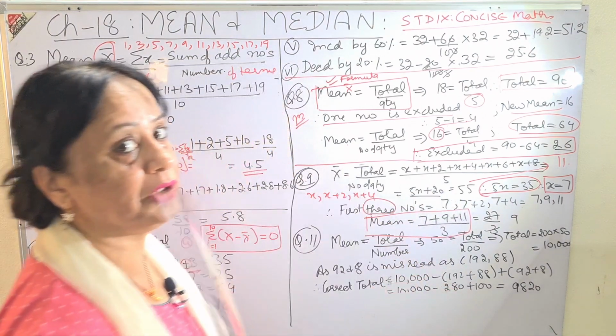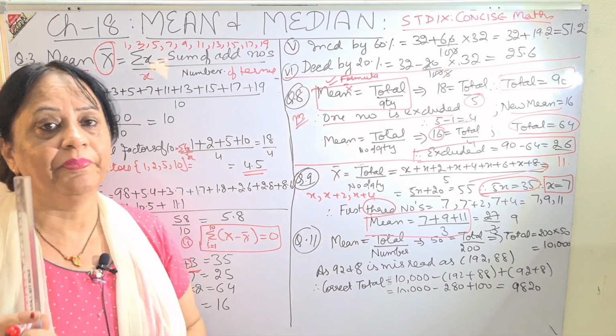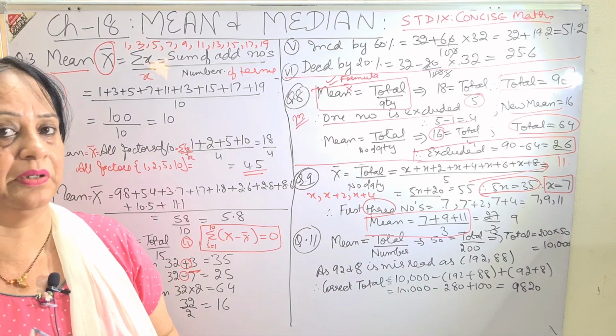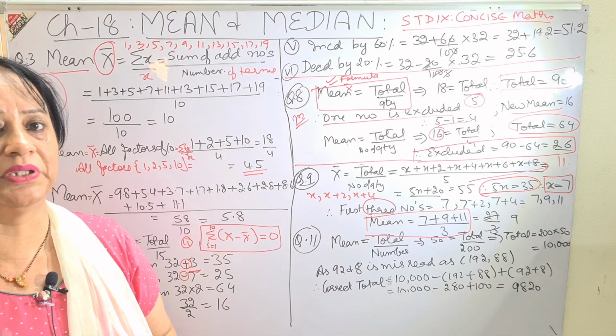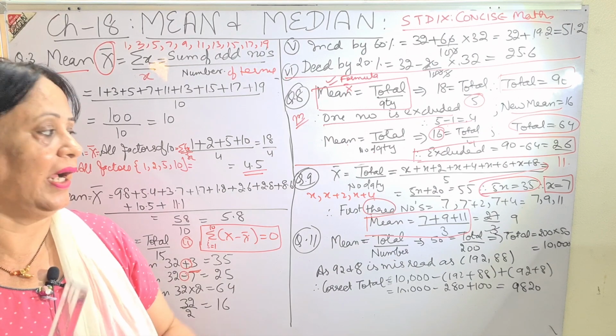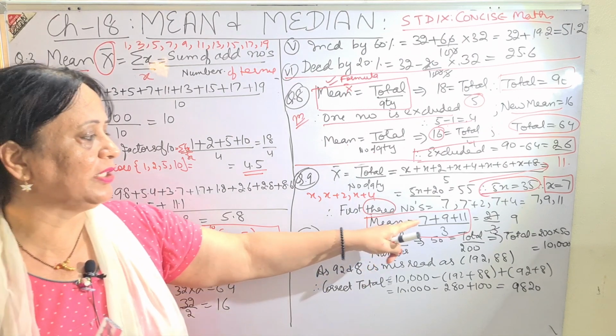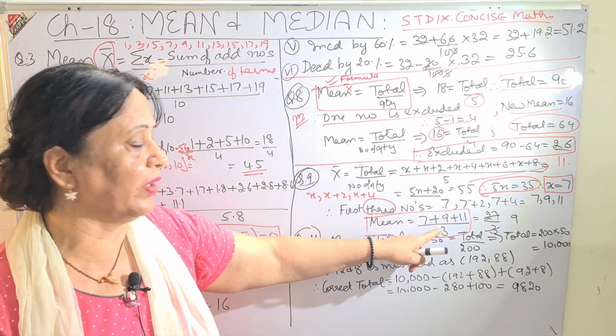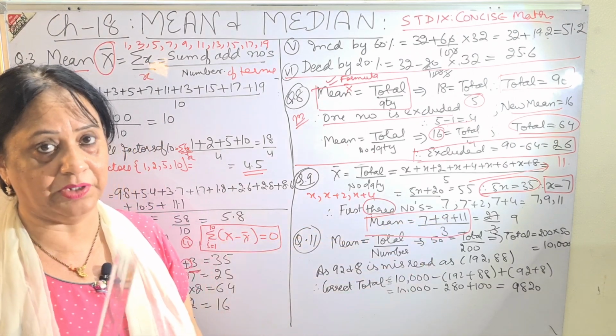They have asked you the mean of 3 numbers. So it depends on the number they have asked. If they ask for 7 numbers, then you have to take 7 numbers. And the mean formula depends upon the total of the quantities over the number of the quantities. Please remember that.